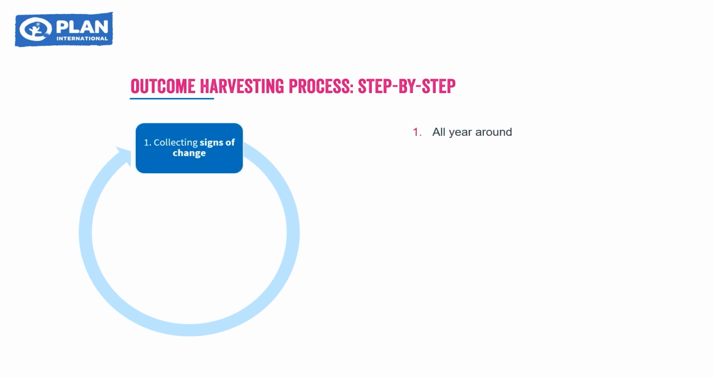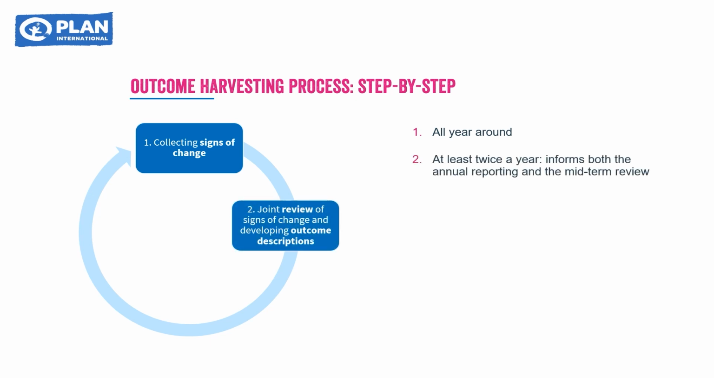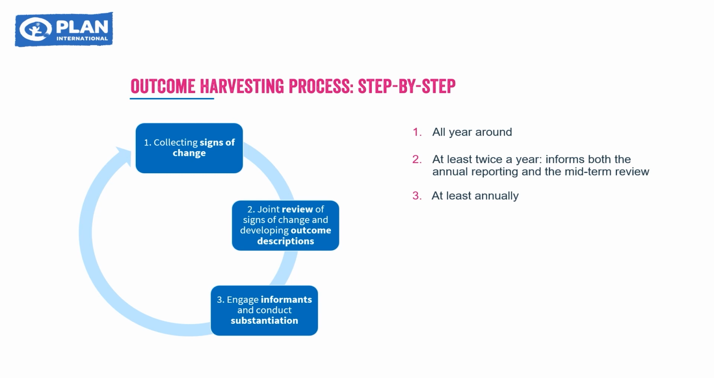Step 1, collecting signs of change. This happens all year round. Step 2, joint review of signs of change and draft outcome descriptions. This happens at least twice a year and informs review of past implementation as well as planning of future activities. Step 3, engage informants and conduct substantiation. This happens at least annually.